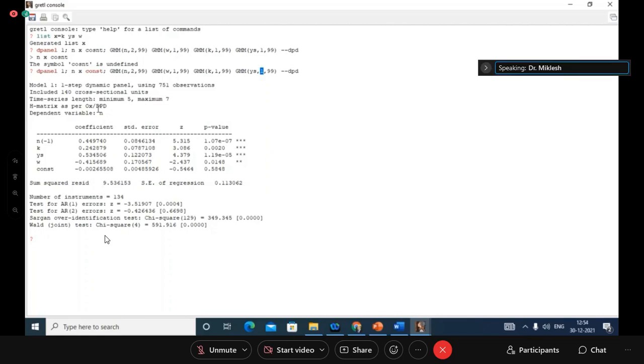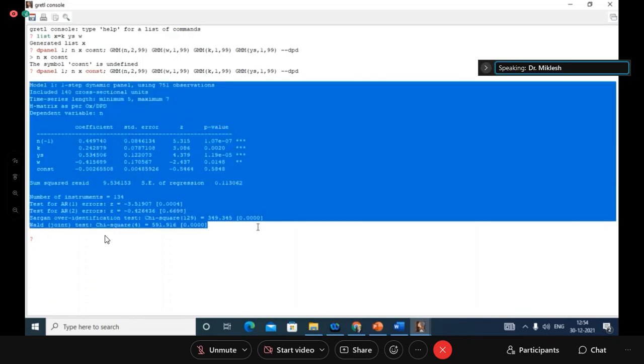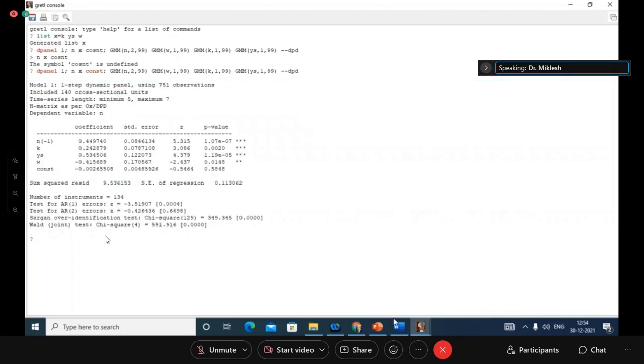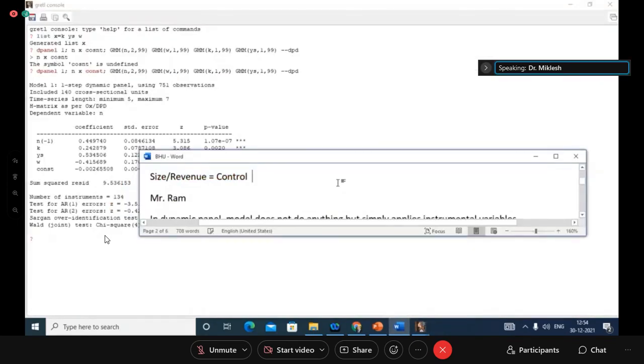Thank you, sir. Okay. Now, there are certain conditions to be fulfilled while applying GMM, be it difference GMM or system GMM. You have applied it, but are the results which you derived sufficient, matching the criteria, matching the conditions? For that, we'll be talking about certain conditions. So let me talk about these conditions.